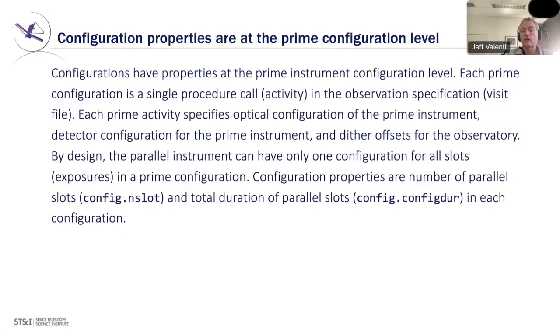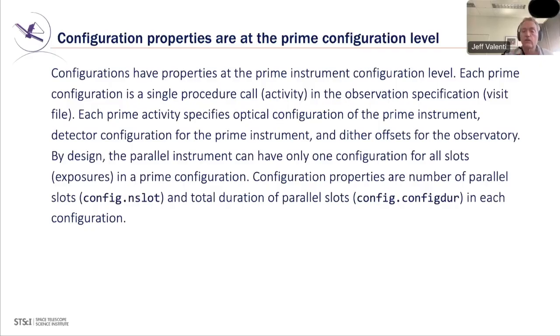Configurations are properties at the prime instrument configuration level. Each prime configuration corresponds to one of those activity statements in the visit file that I showed you earlier. And as I have been saying repeatedly, the parallel instrument can only have one configuration per prime configuration.